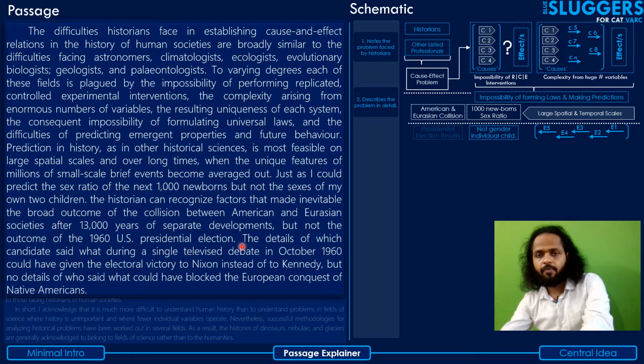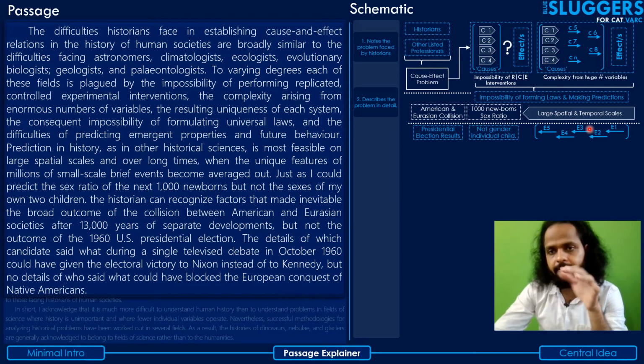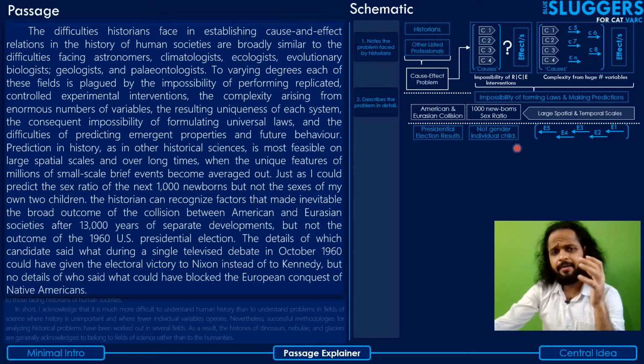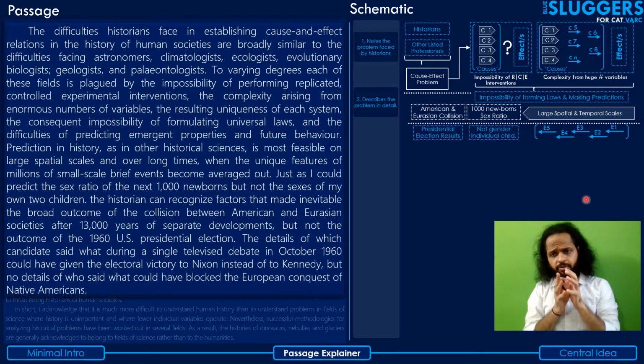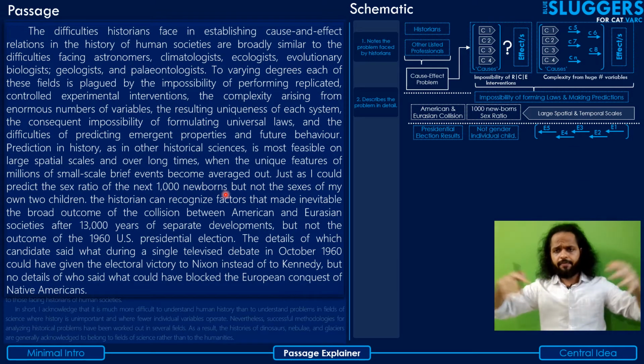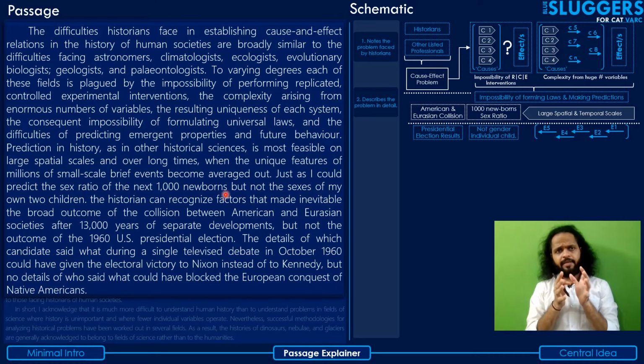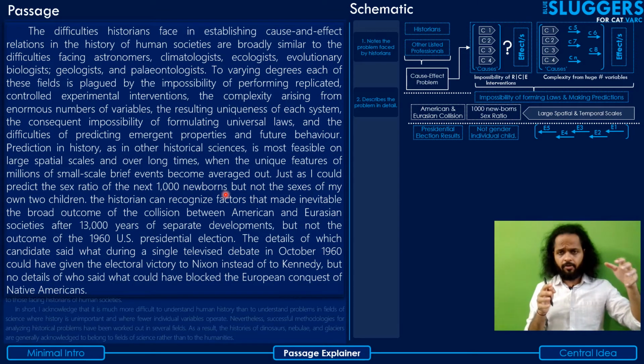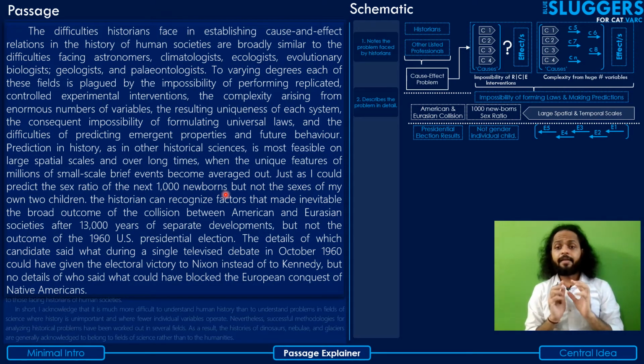So guys, what the author is trying to convey here is that, so far as the domain of history is concerned, predictions or the study of factors can only be made on a very broad basis, on large spatial and temporal scales. Spatial means in terms of space and geographies, temporal means in terms of timeline. So historians can only make predictions or figure out what were the factors involved for certain events in the past on a very broad basis.